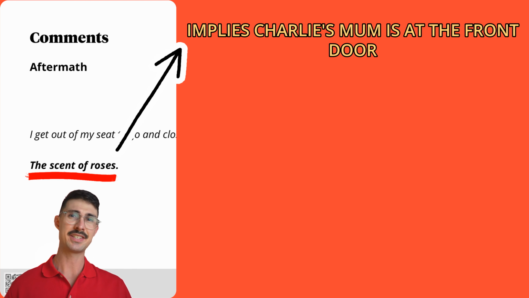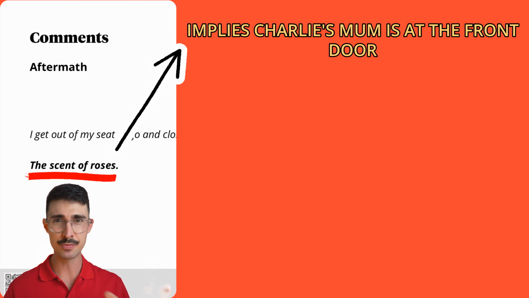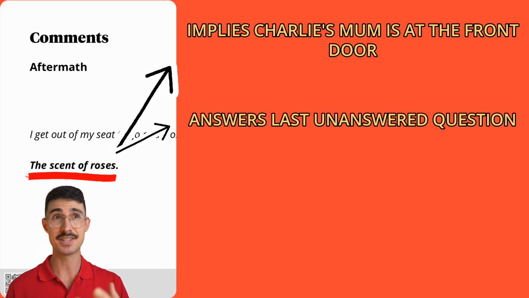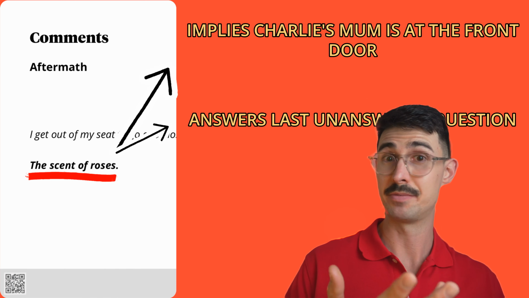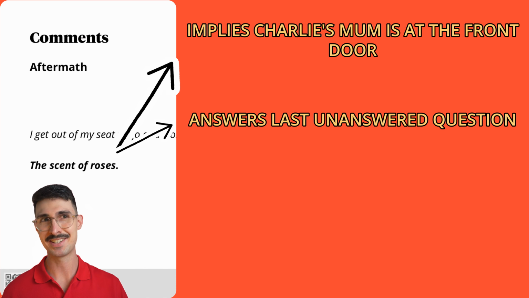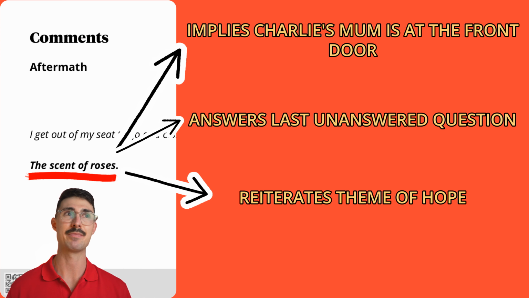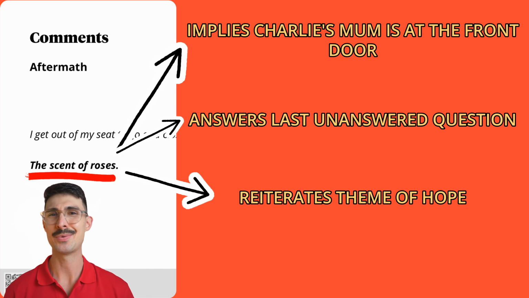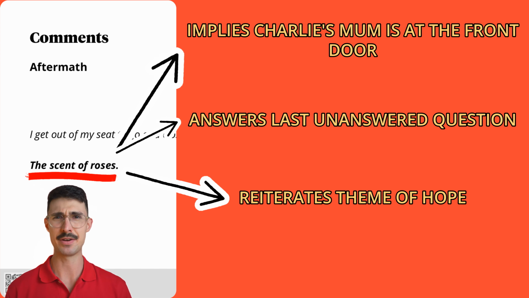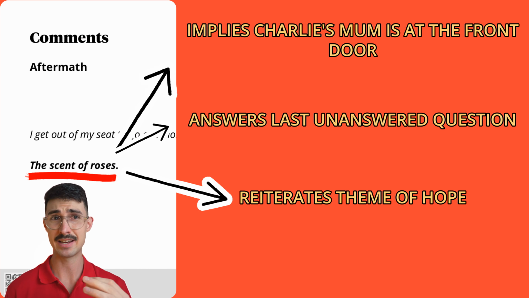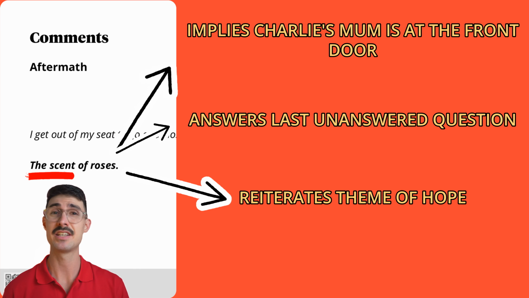Also, this sentence closes the story loop by answering the plot's last unanswered question: what happened to Charlie's mum? Finally, this final sentence reiterates the story's theme of hope. This is because Charlie wouldn't have commented on the distinct smell if he didn't still have hope that his mum is alive 6 years after being separated from her.